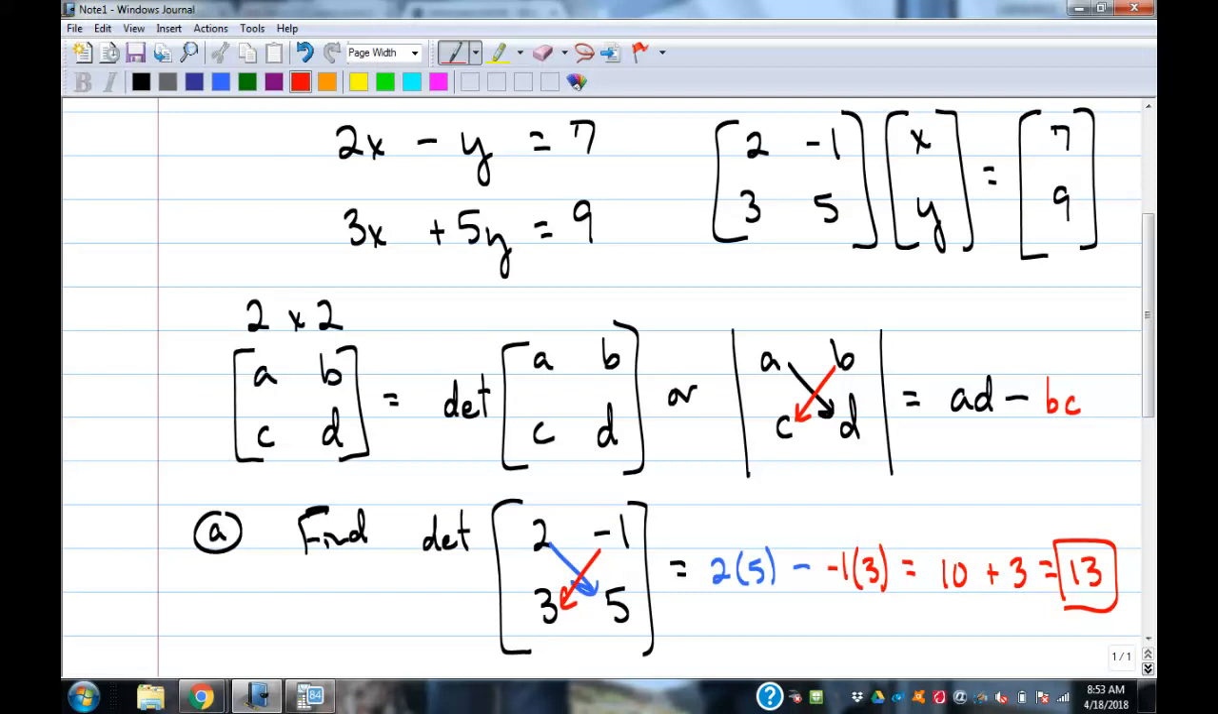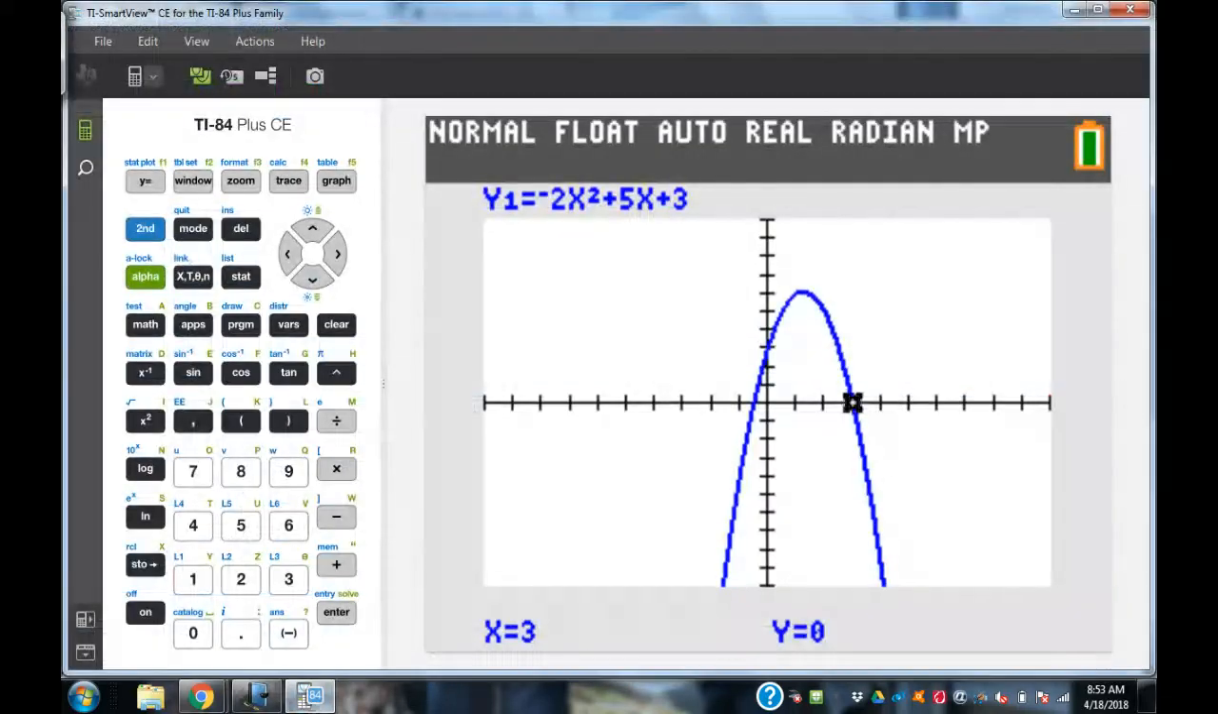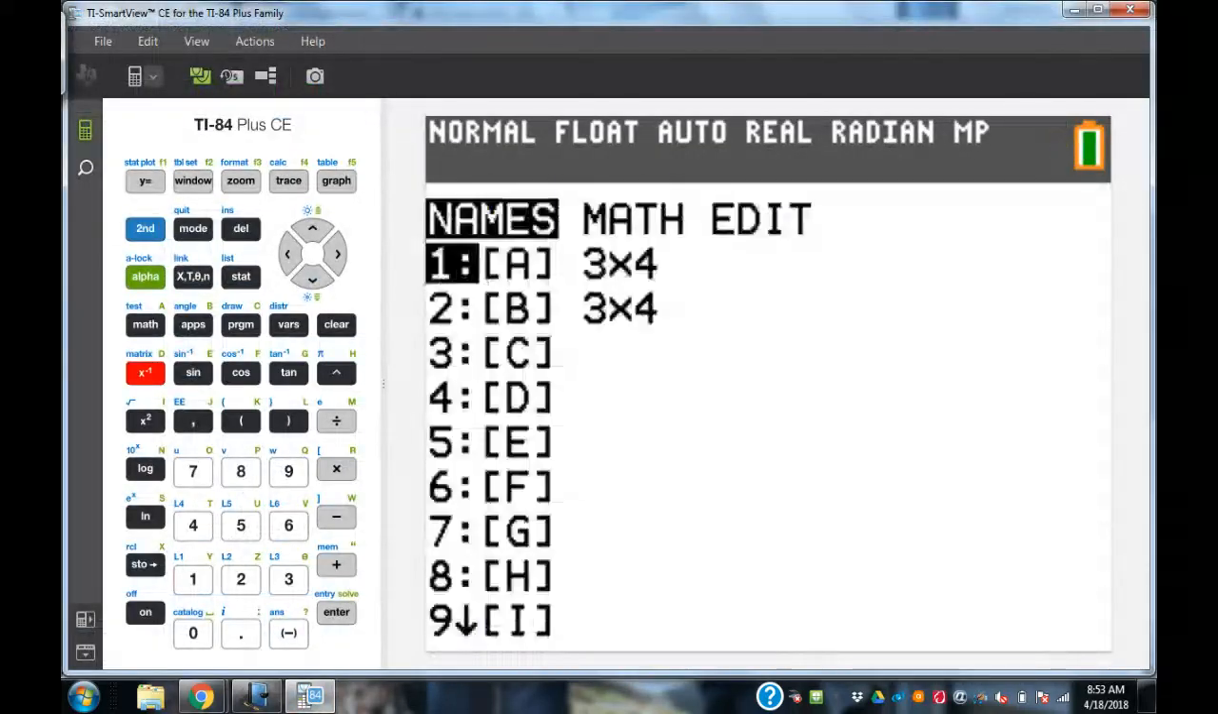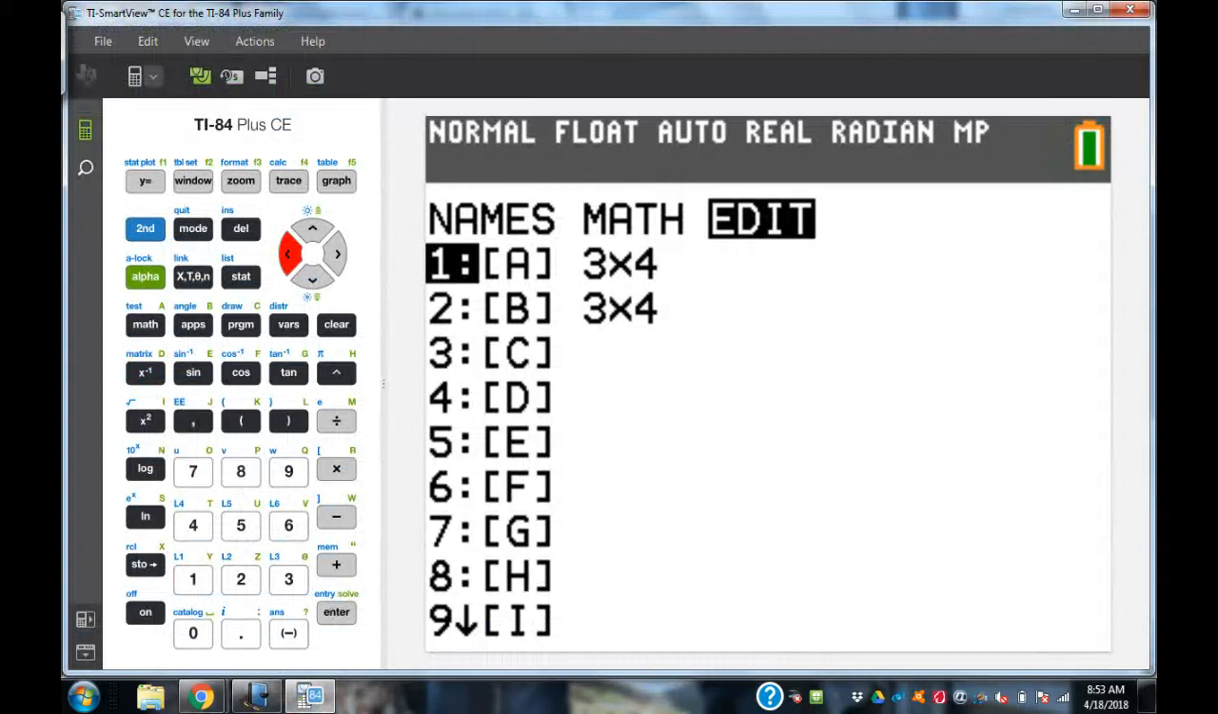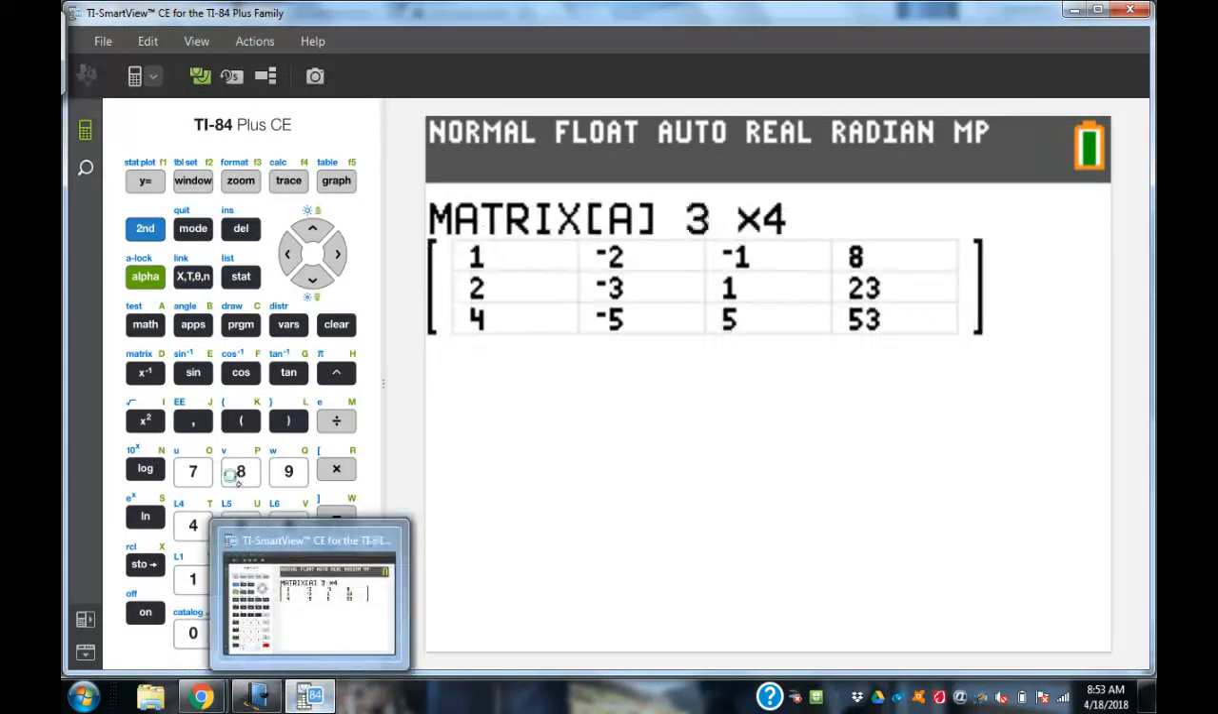Your calculator can also find the determinant. I'll show you how to do that real quick. So go to the matrix menu, and we're going to edit and put a matrix in there. So we're doing 2 by 2 here.